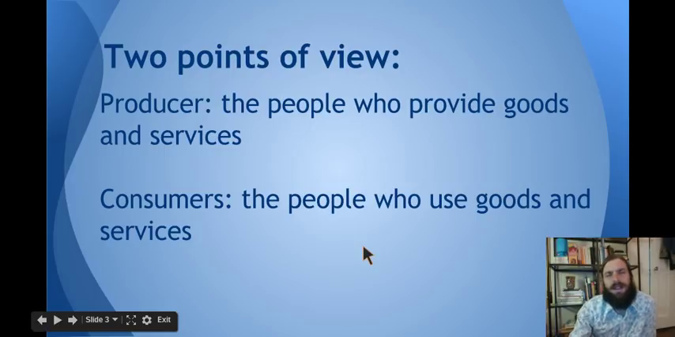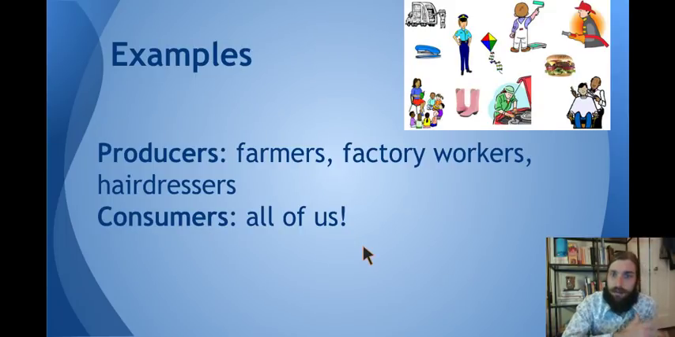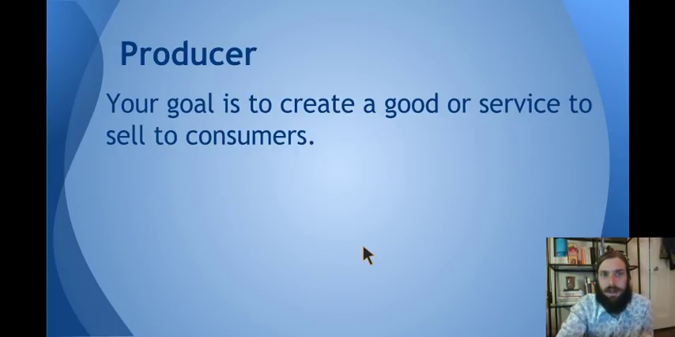So when we look at the economy, we basically have two points of view. You have the point of view of the producer, the people who provide goods and services, and consumers, the people who use goods and services. Examples of producers are farmers, they create food, factory workers who create things, hairdressers who provide a service, right? Haircuts and hair styling. And consumers, well, that's going to be all of us, because we all need to use food, shelter, clothing, all those things. We all have to consume. So we're all consumers.